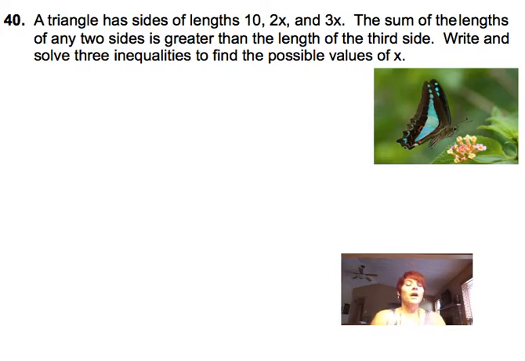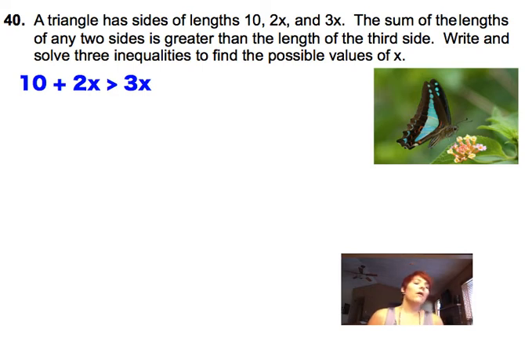Number 40. A triangle has sides of lengths 10, 2x, and 3x. The sum of the lengths of any two sides is greater than the length of the third side. Write and solve 3 inequalities to find the possible values of x. First of all, it says that 2 sides are always greater than the length of the third side.